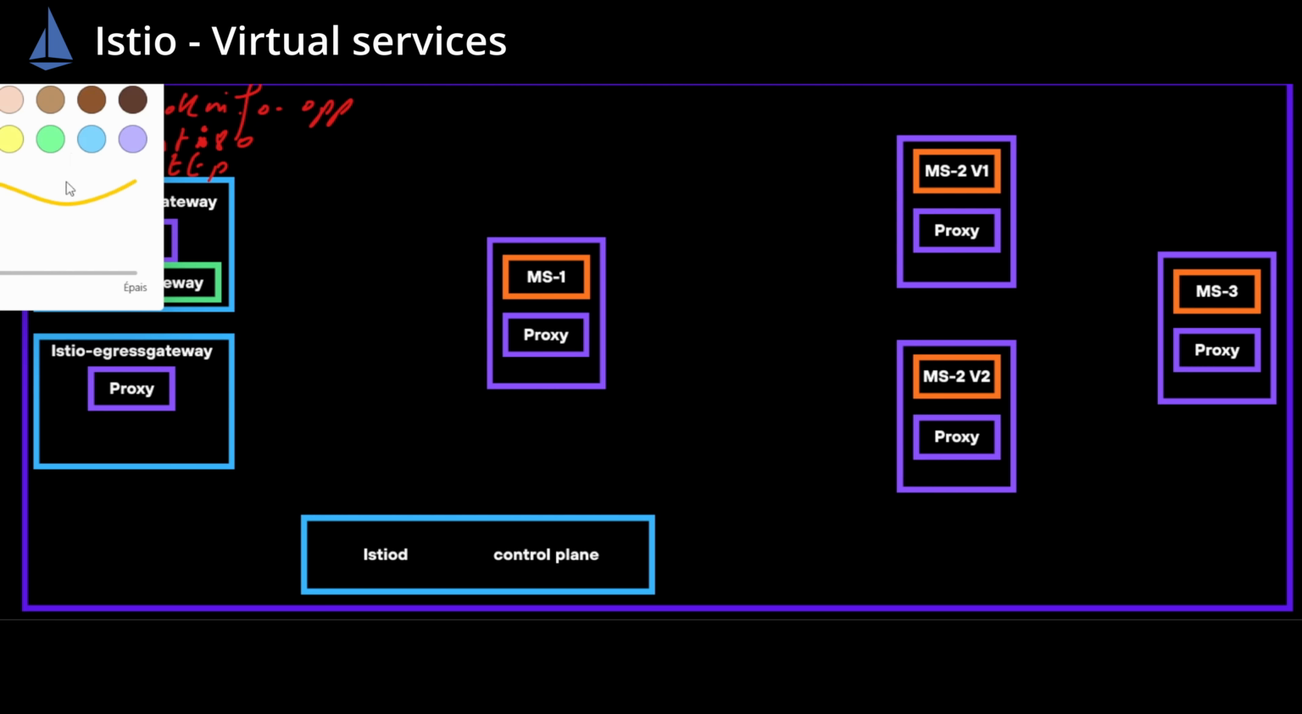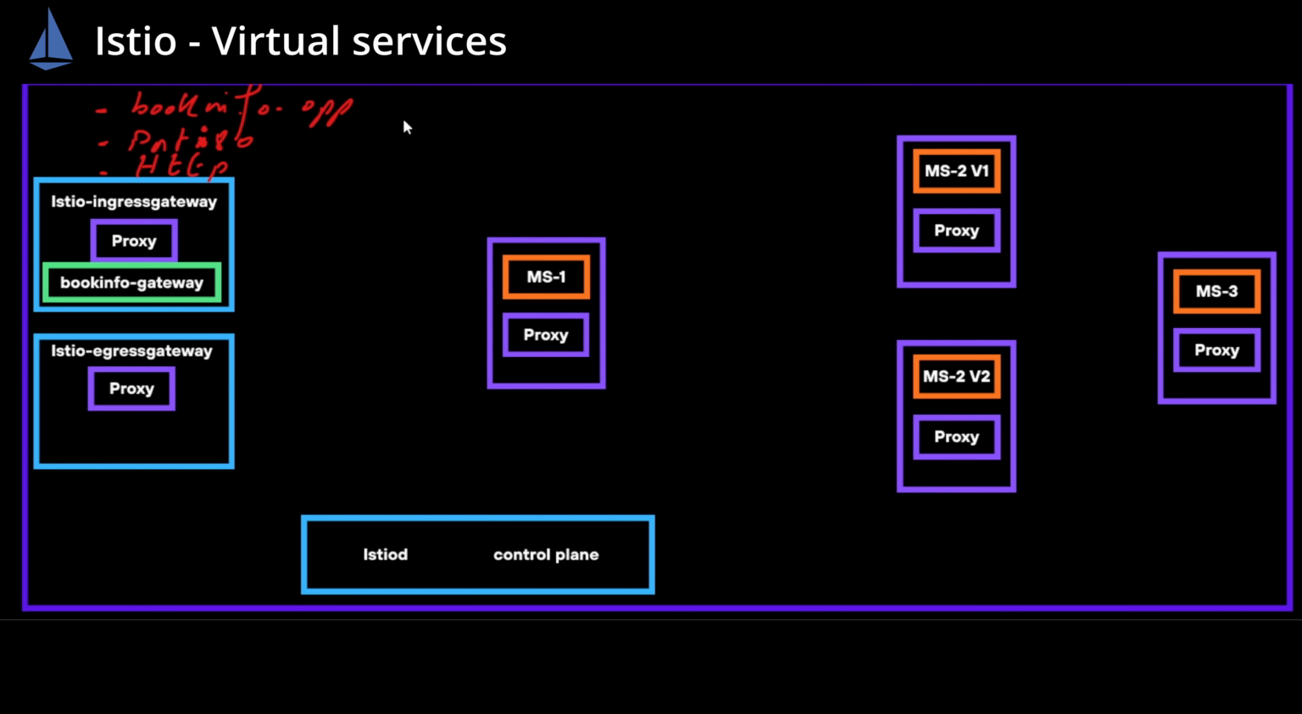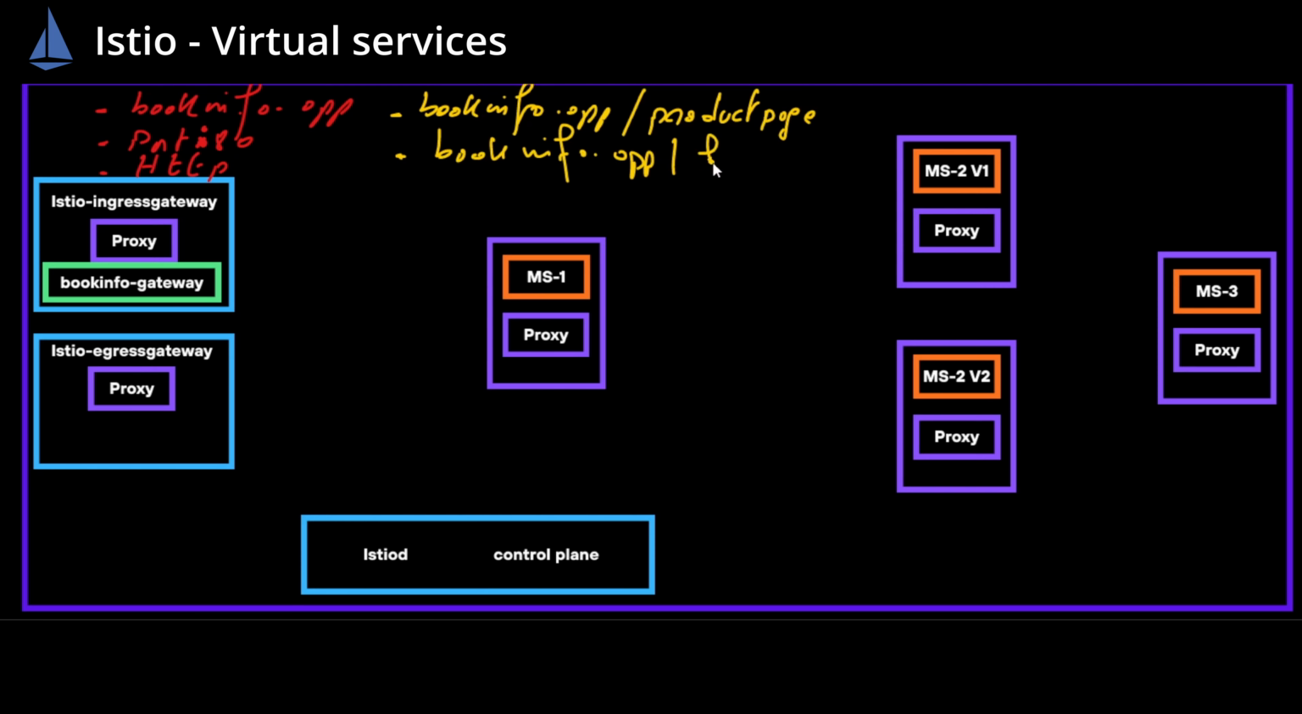So for example, let's say that we want to route the traffic coming to bookinfo.app/productpage, and also bookinfo.app/login, and some other URIs. We want to route the traffic coming to all of these URIs to microservice one.